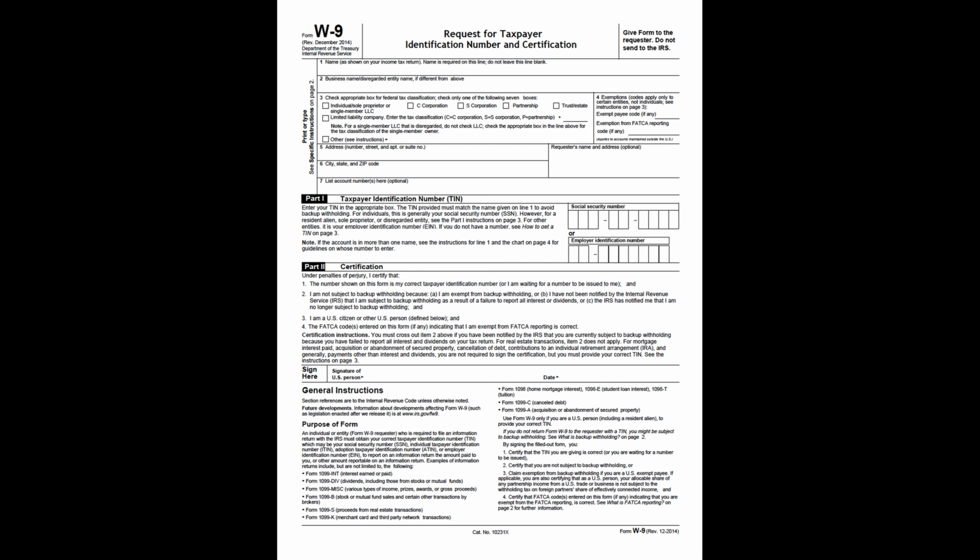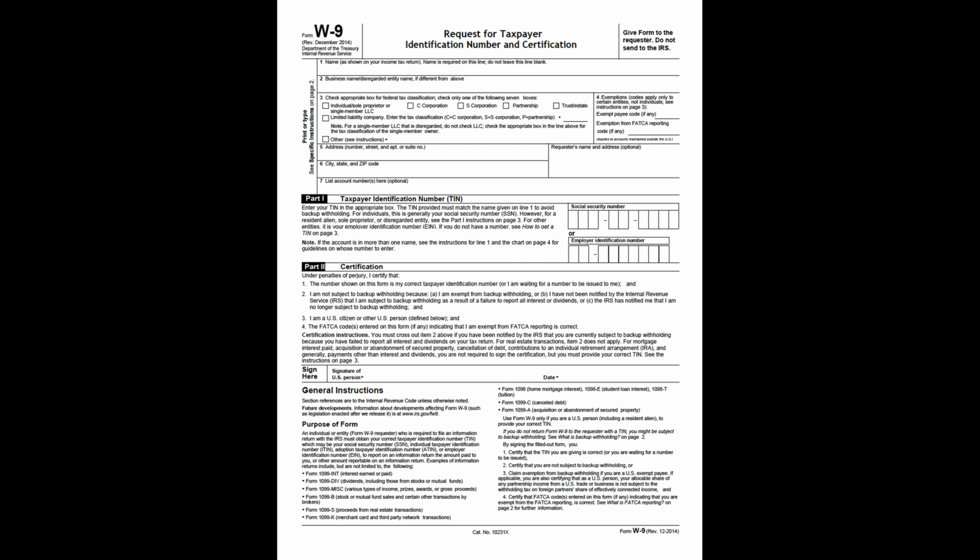Certification instructions. You must cross out item 2 above if you have been notified by the IRS that you are currently subject to backup withholding because you have failed to report all interest and dividends on your tax return. For real estate transactions, item 2 does not apply. For mortgage interest paid, acquisition or abandonment of secured property, cancellation of debt, contributions to an individual retirement arrangement, IRA, and generally, payments other than interest and dividends, you are not required to sign the certification, but you must provide your correct TIN. See the instructions on page 3.